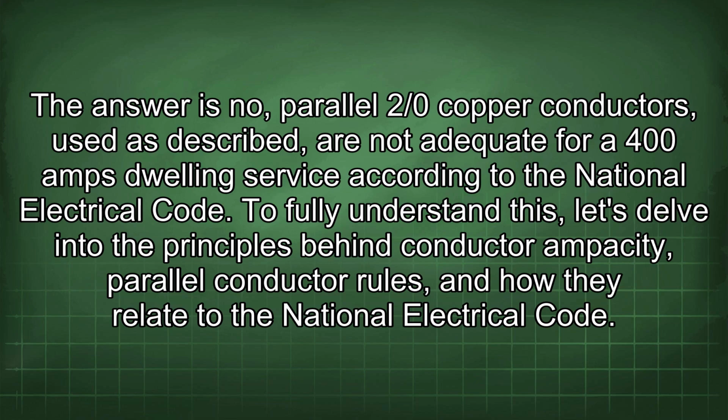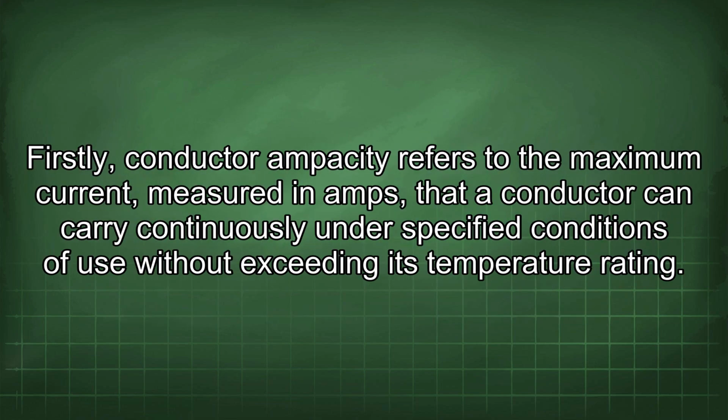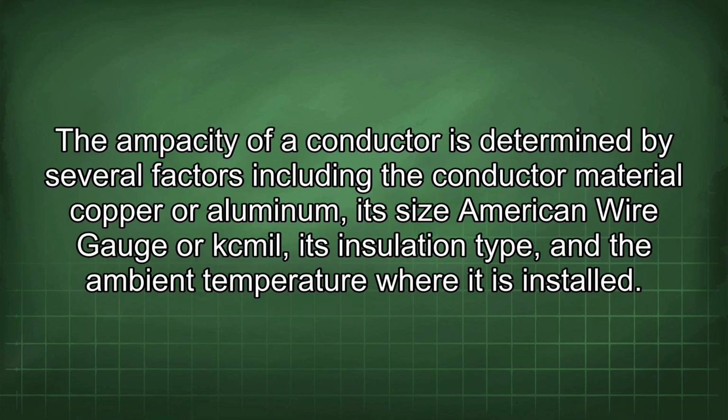To fully understand this, let's delve into the principles behind conductor ampacity, parallel conductor rules, and how they relate to the National Electrical Code. Firstly, conductor ampacity refers to the maximum current, measured in amps, that a conductor can carry continuously under specified conditions of use without exceeding its temperature rating. The ampacity of a conductor is determined by several factors, including the conductor material, copper or aluminum, its size, American wire gauge or kcmil, its insulation type, and the ambient temperature where it is installed.